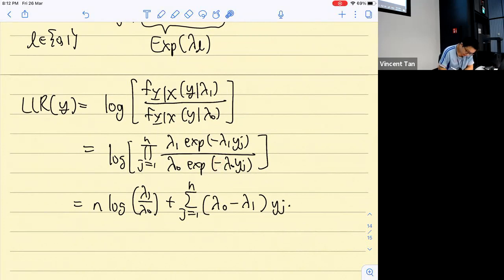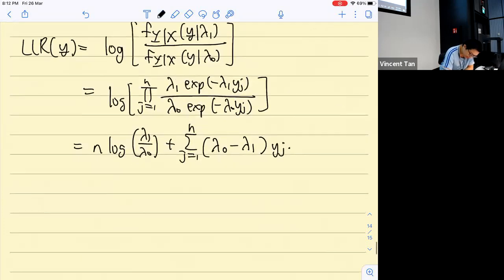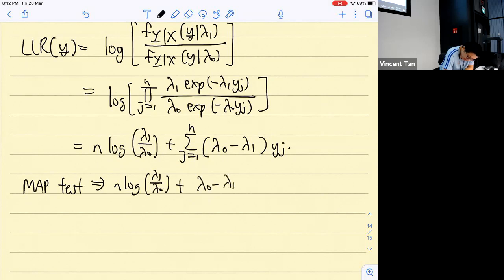So this is the log likelihood ratio, and the MAP test corresponds to n log lambda 1 over lambda 0 plus this constant here, lambda 0 minus lambda 1, times the sum of yj up to n, compared to log of eta. So this is nothing but our MAP test. And what do you notice?